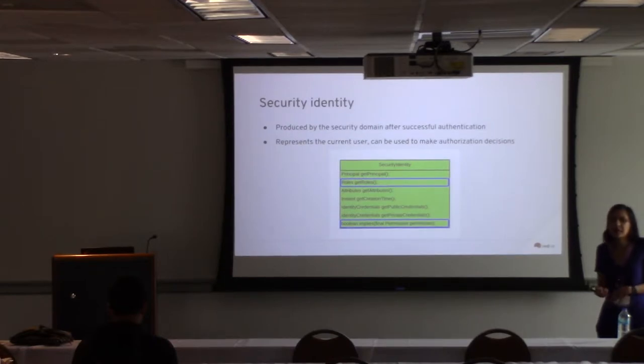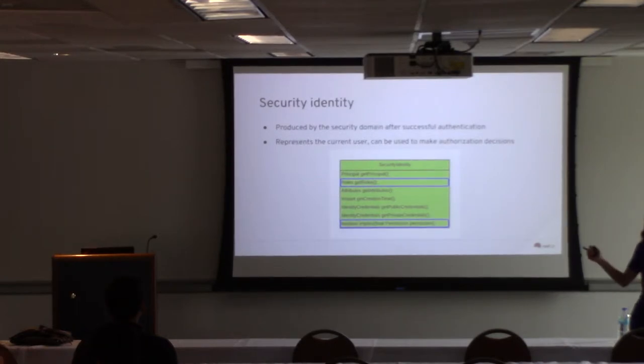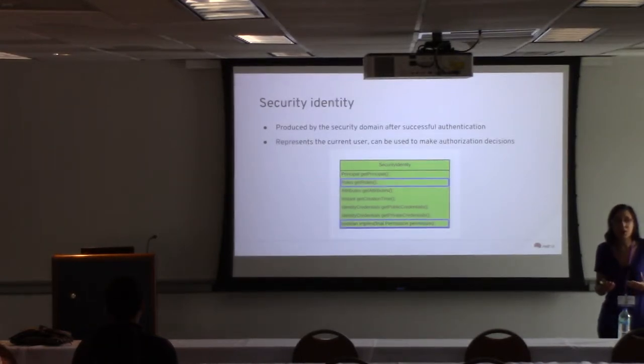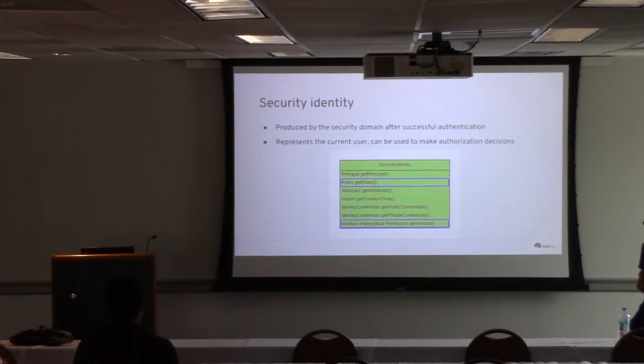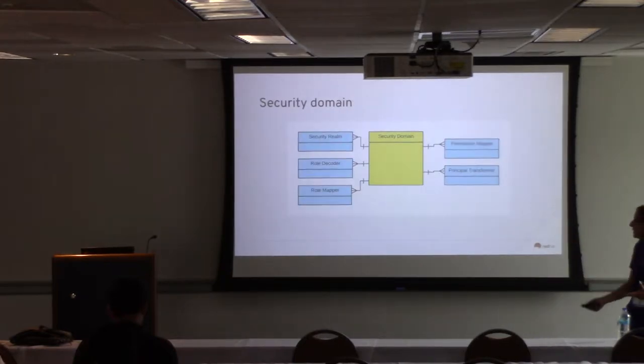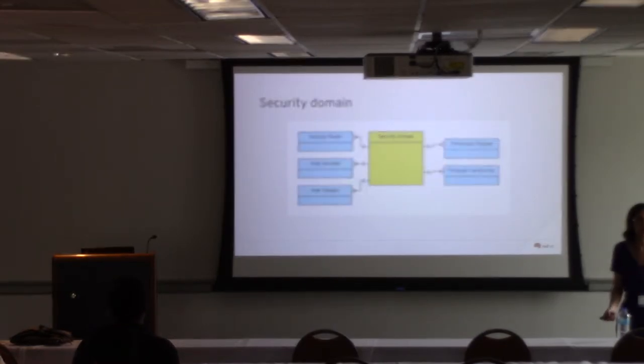Once authentication has succeeded, a security domain produces a security identity, and that's the representation of the current user. Now, resources that need to make authorization decisions can be associated with a security domain. That security domain can then be used to obtain the current identity, and its roles and permissions can then be checked in order to make authorization decisions. A security identity's roles and permissions are determined using resources that are associated with the security domain.